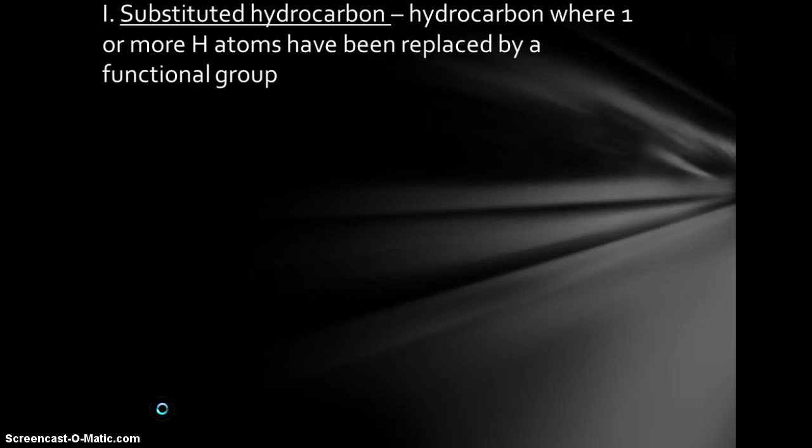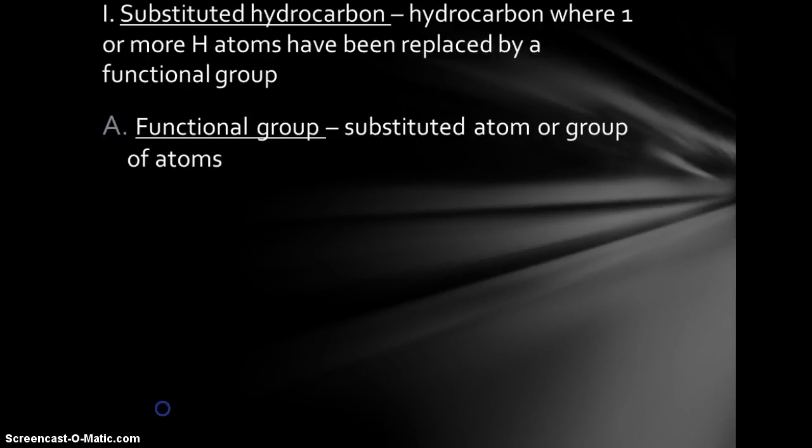Hi students, today we're going to do section 2 of chapter 9. Substituted hydrocarbon. A substituted hydrocarbon is a hydrocarbon where one or more hydrogen atoms have been replaced by a functional group. And what a functional group is, a substituted atom or group of atoms. So they take out one hydrogen or more and they put other atoms in it, so different types of elements.